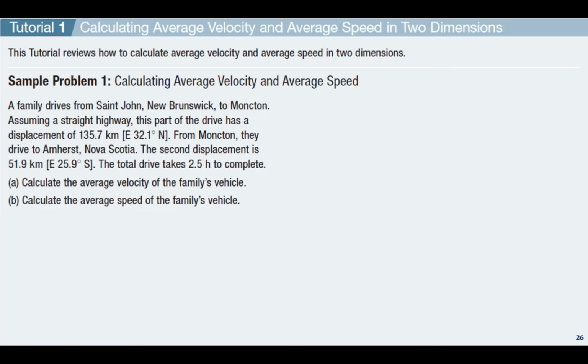Answer the following two questions. First, calculate the average velocity of the family's vehicle. Then calculate the average speed of the family's vehicle. Okay, so according to what we have discussed, I'll give you 5 minutes to consider this question by yourself first, okay?